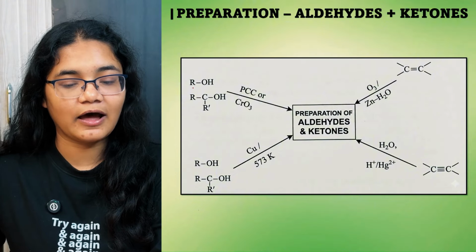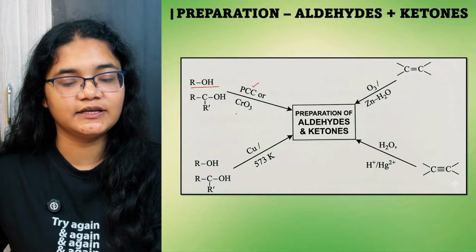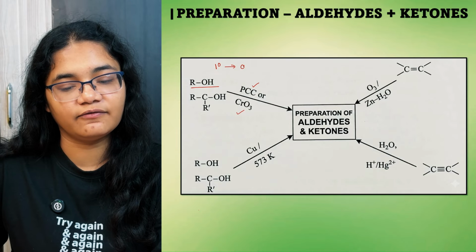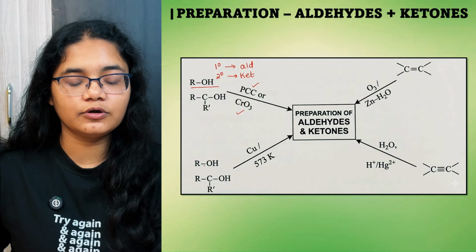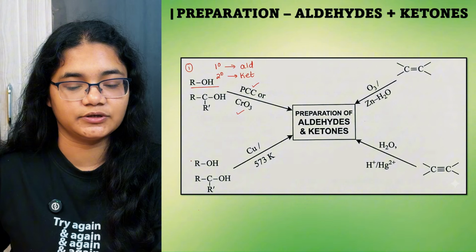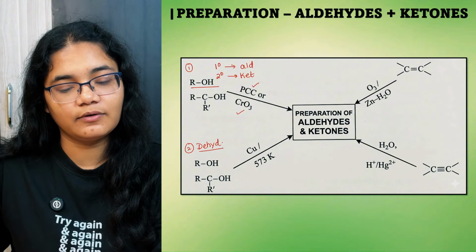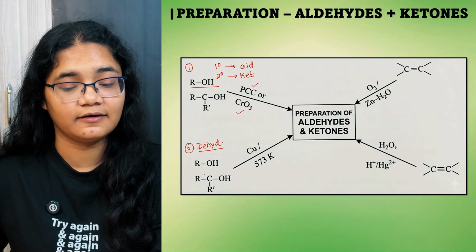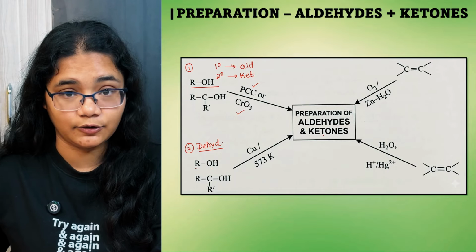So if you take primary and secondary alcohols, and you treat them with PCC or CrO3, then you will get aldehydes and ketones. So primary alcohols will give you aldehydes, whereas the secondary alcohols will give you ketones. Clear? This is the first method, that is oxidation. The second one was dehydration. When you have primary alcohols and secondary alcohols and you treat them with copper at 573 Kelvin, the primary alcohols get converted to aldehydes and the secondary alcohols get converted to ketones.